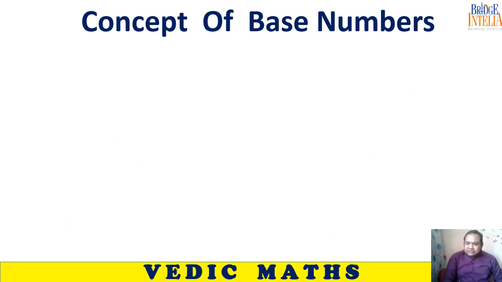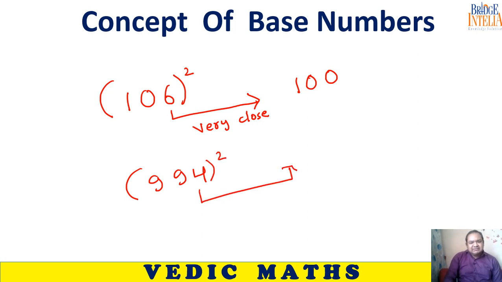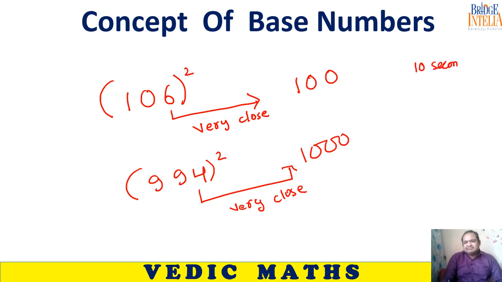So now I am going to tell you the trick how you can find these type of squares. So 106 whole square. So 106 is very close to which base number? 100. Or if I say 994 whole square. So 994 is also very close to which base number? 1000. So now we are going to learn a trick. With the help of that trick, you can solve these kind of squares in less than 10 seconds. Let us see what that trick is.